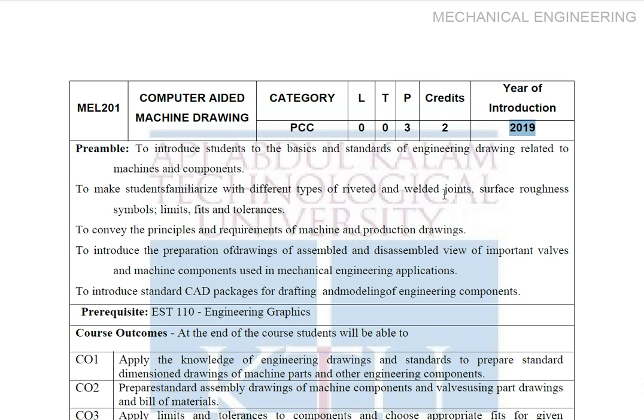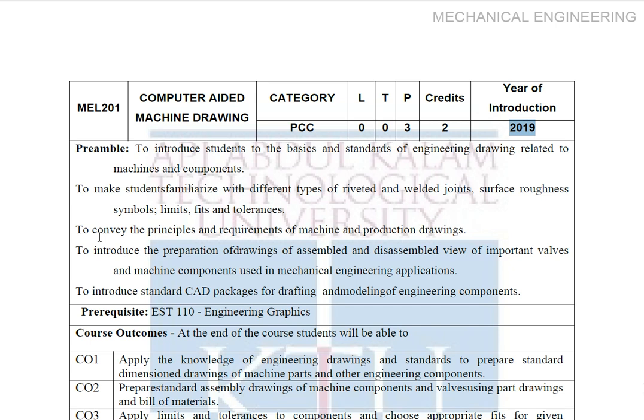The main agenda of this course is to introduce students to the basic standards of engineering drawing related to machine components, and also to make students familiarize with the different types of riveted and welded joints, surface roughness symbols, and the concept of limits, fits, and tolerance.